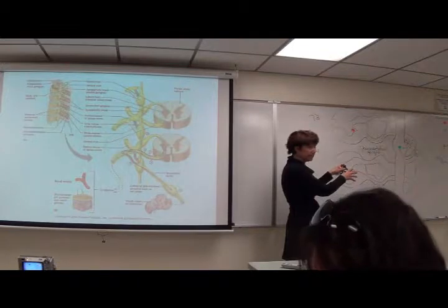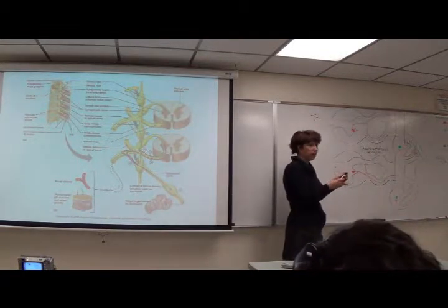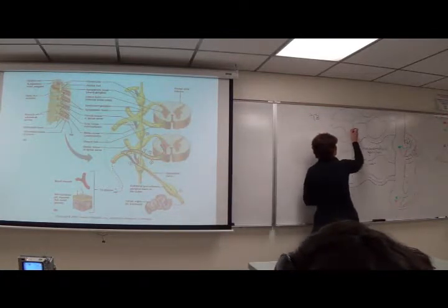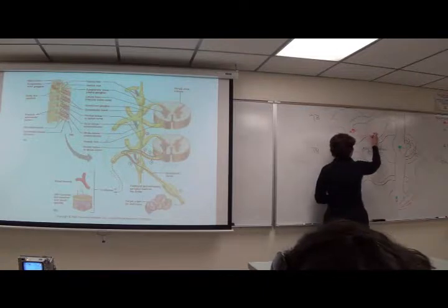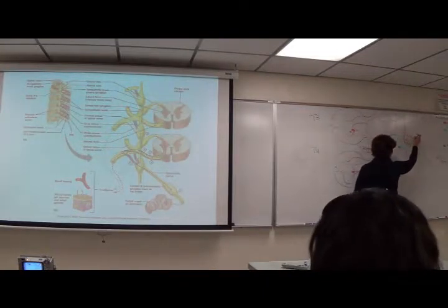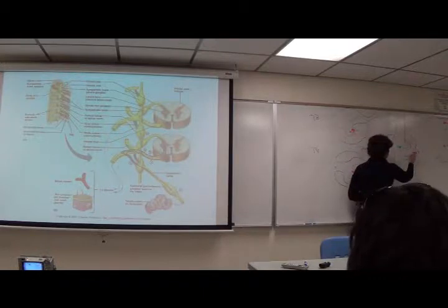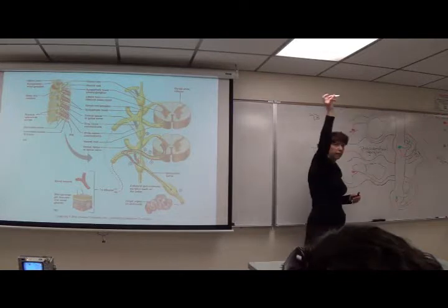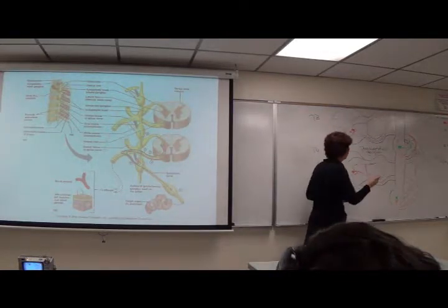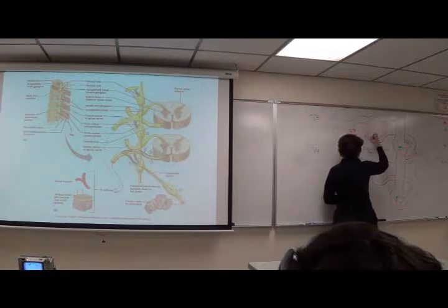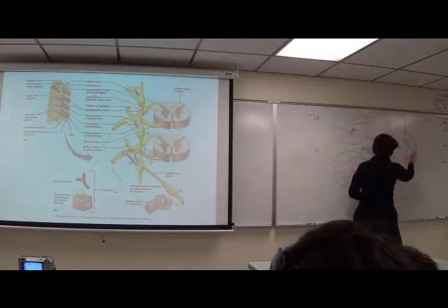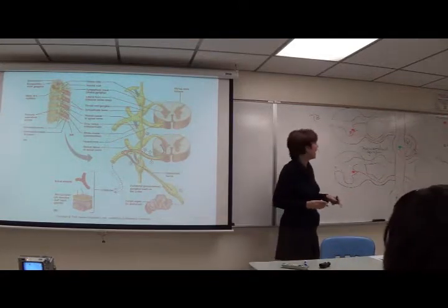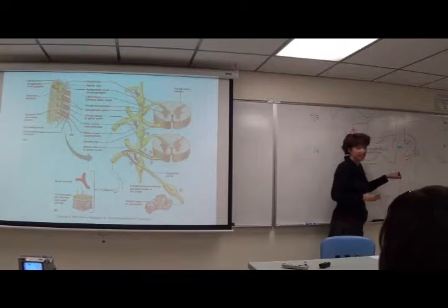I'm going to leave this in place, and I'm going to draw another neuron showing what can happen if it goes up or down. Okay? It comes in the white ramus communicantes, but instead of synapsing here, it's going to go up one or two or four or five levels, or go down and synapse one or two or more levels. And again, that creates the chain.